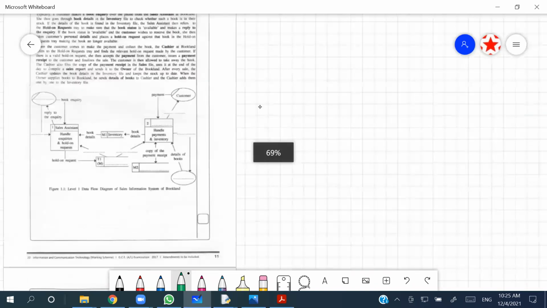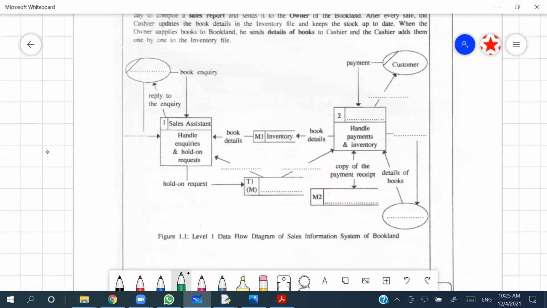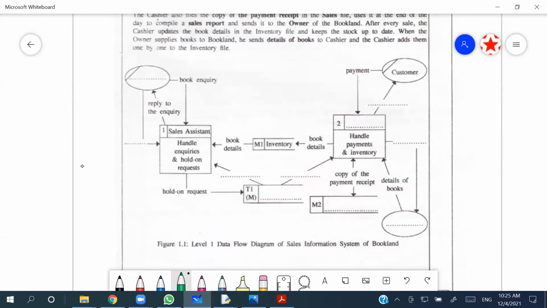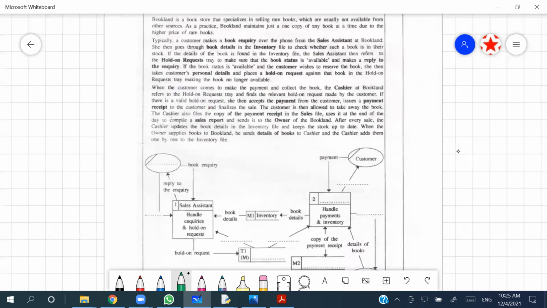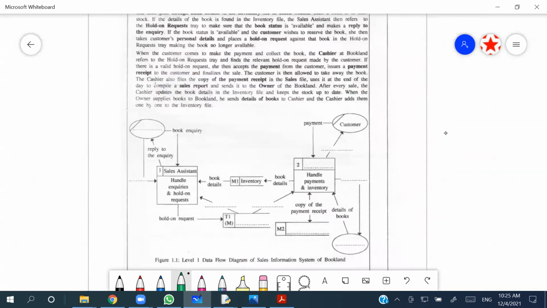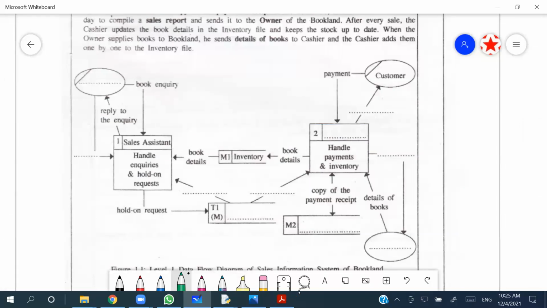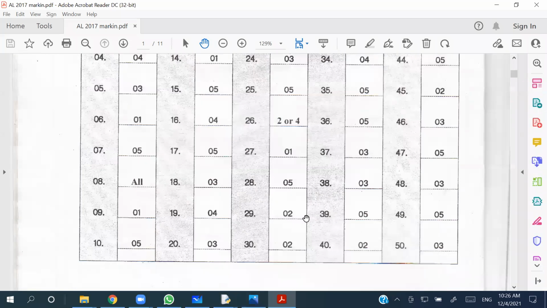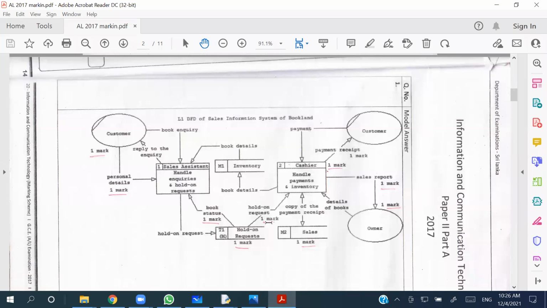Right, I think now this is not going to be a problem for you all. So it's talking about a level one data flow diagram. This is the first time that students had a level one data flow diagram. I'll go by the marking scheme for the answer. So this is the answer.